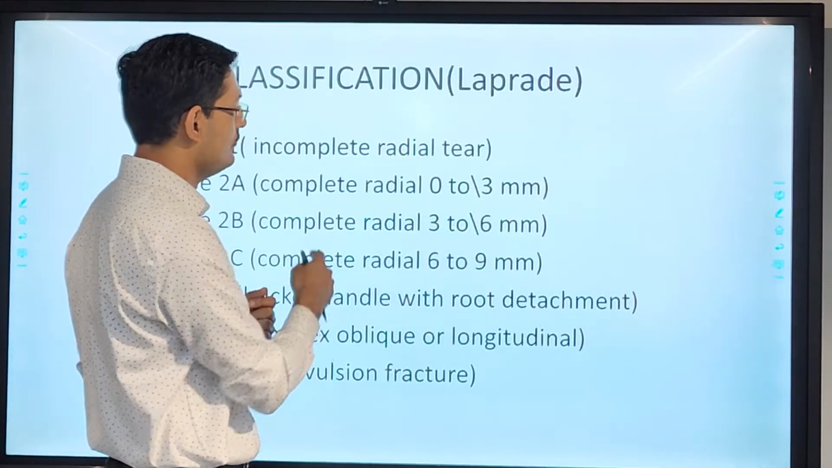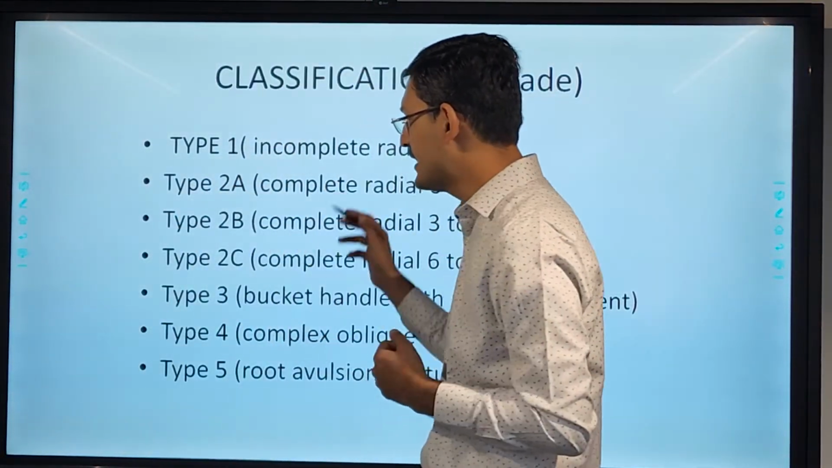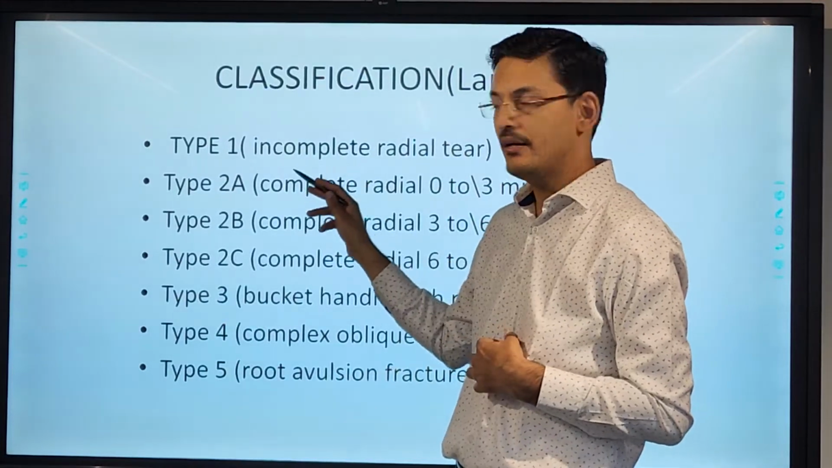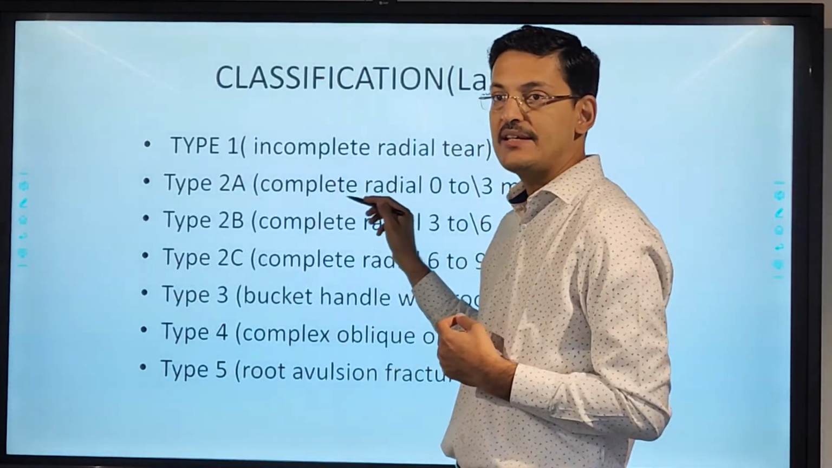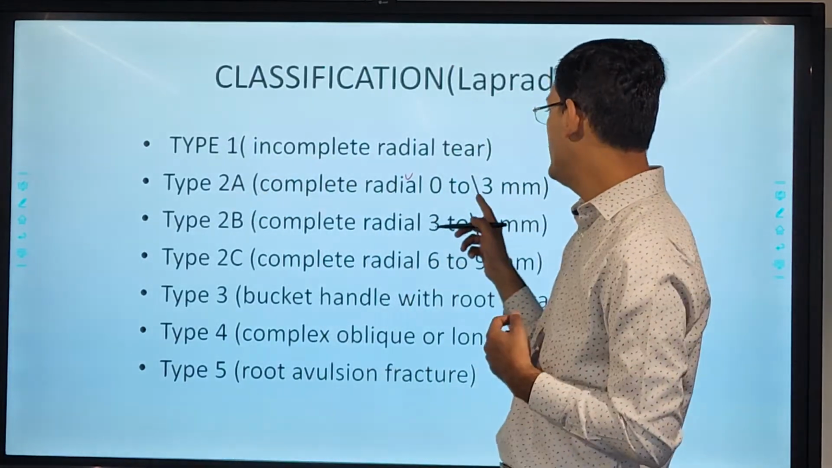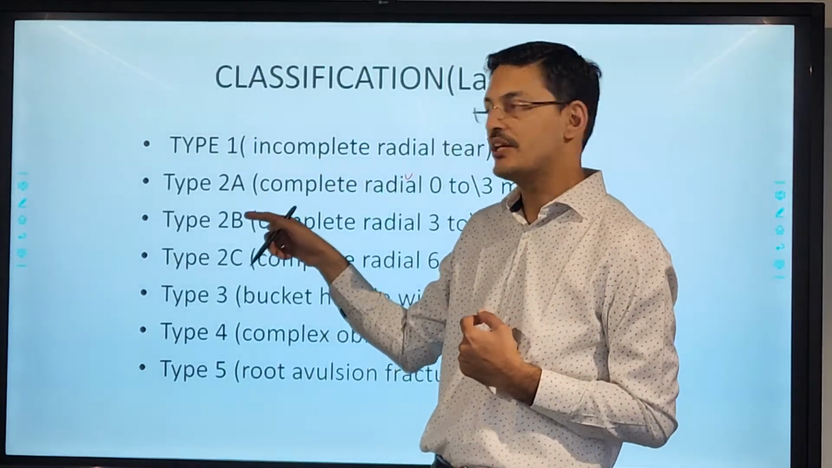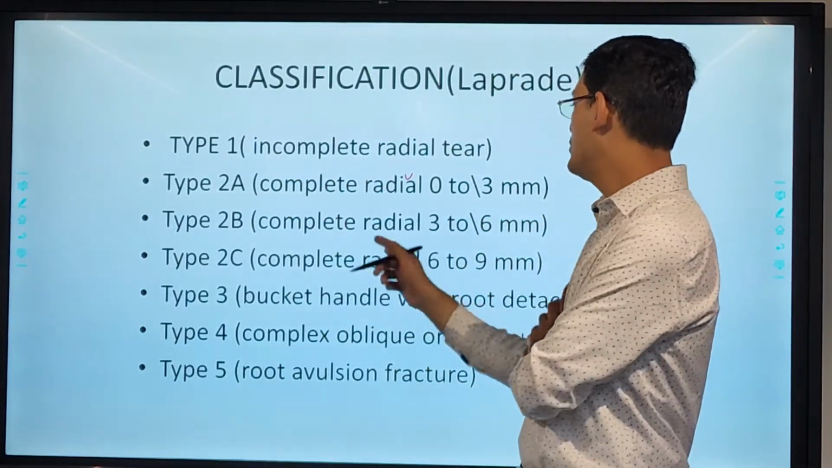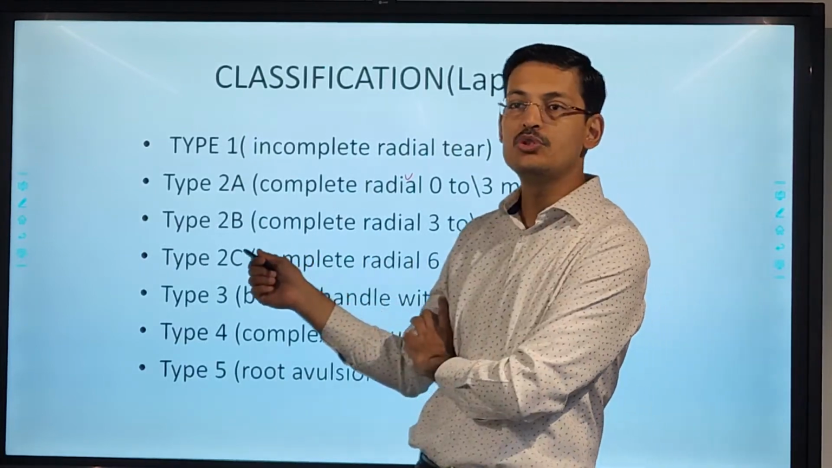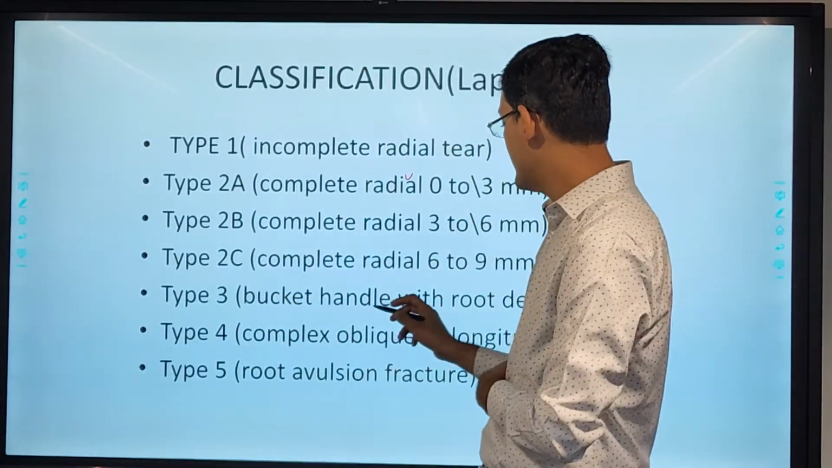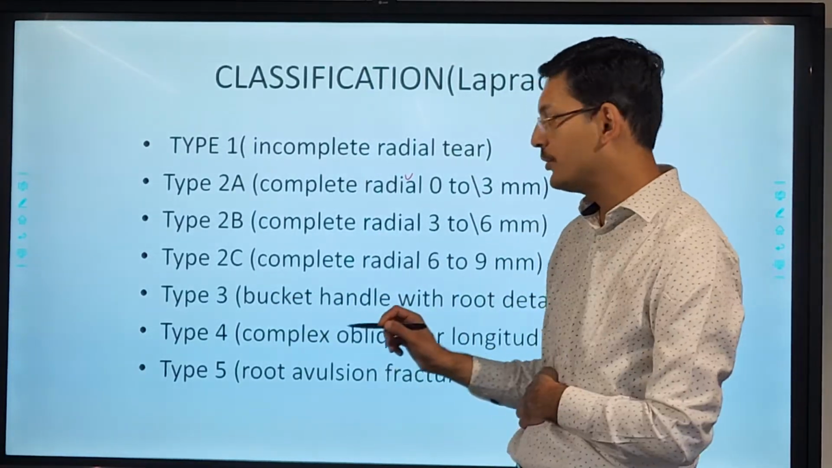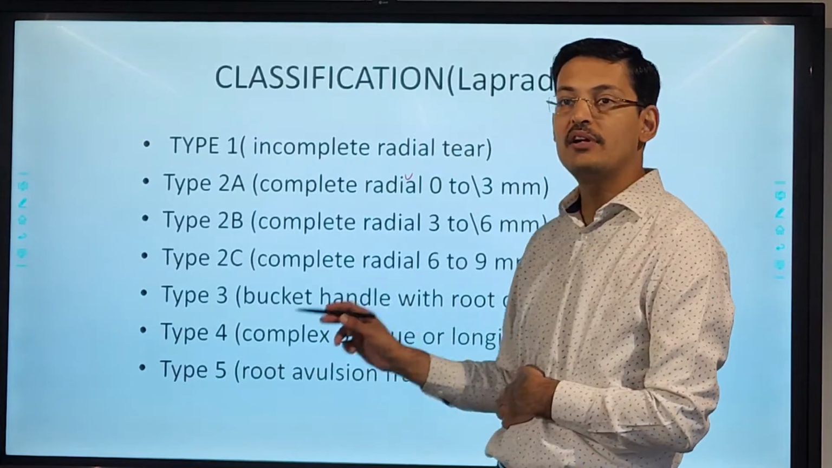Okay? Now LaPrade has given this classification of type 1 to 5. Type 1 is an incomplete tear, type 2 is a complete tear, but as I told you, this is a radial tear, and if it is between 0 to 3 millimeters of the insertion, it is type 2A. If it is between 3 to 6 millimeters, it is type 2B, and if it is between 6 to 9 millimeters, it is type 2C. Okay. Type 3 is basically a bucket handle with a root detachment. Type 4 is a complex oblique or a longitudinal tear, and type 5 is a root avulsion fracture.